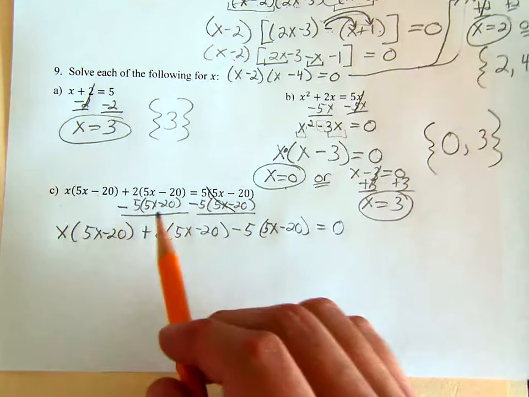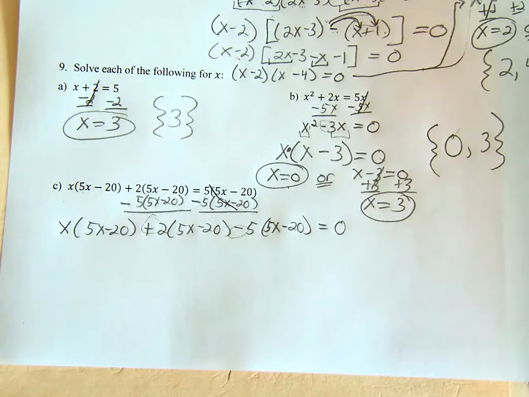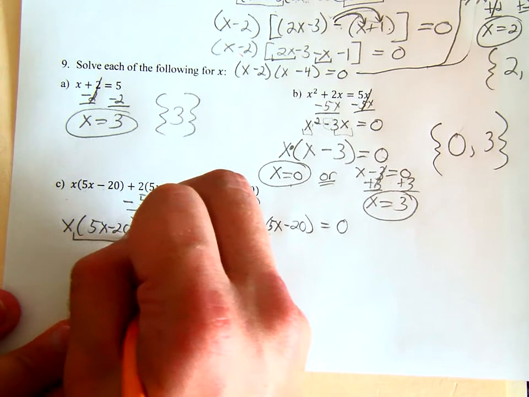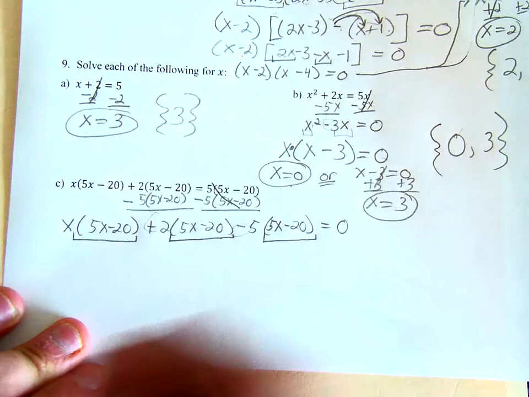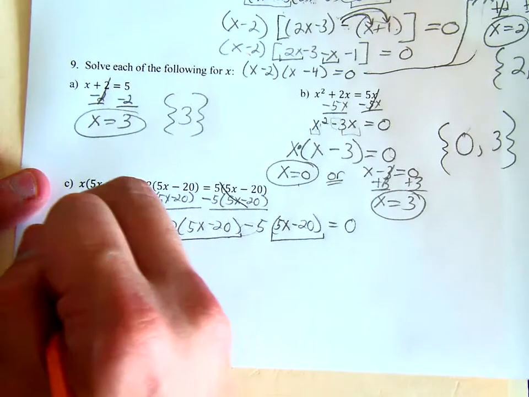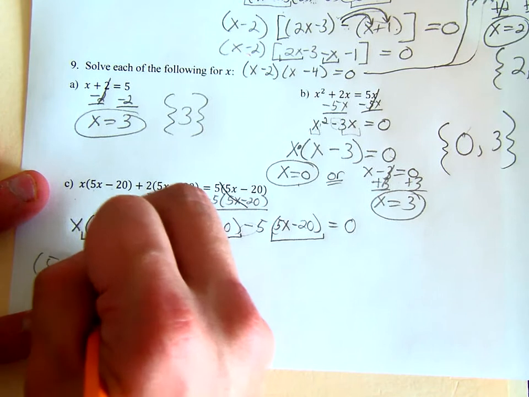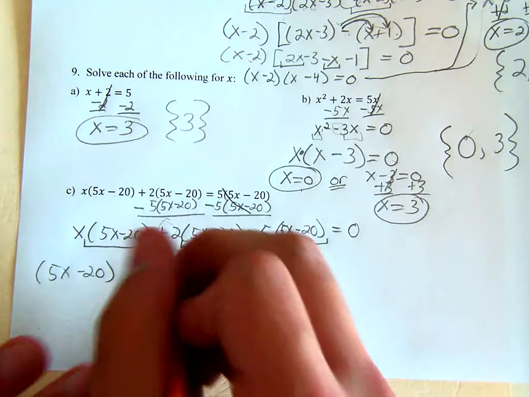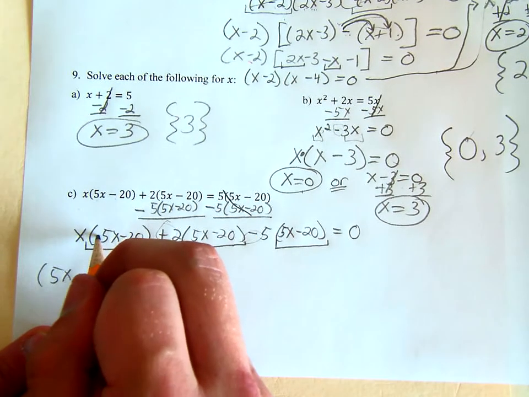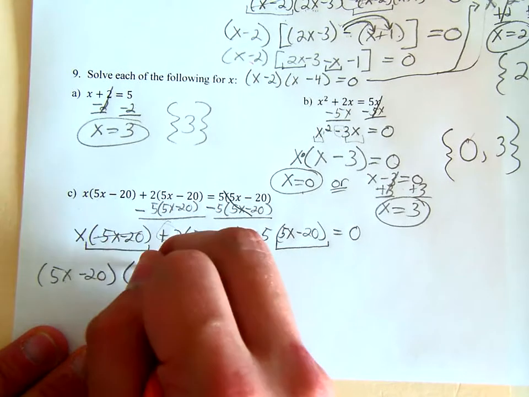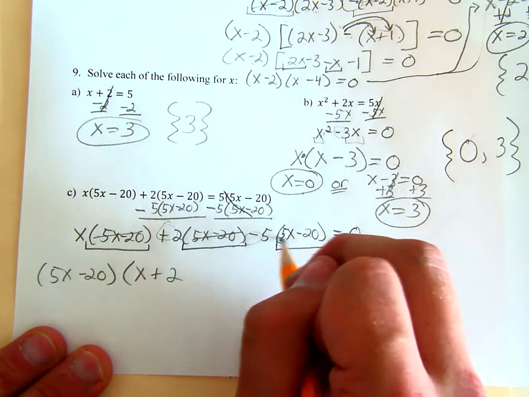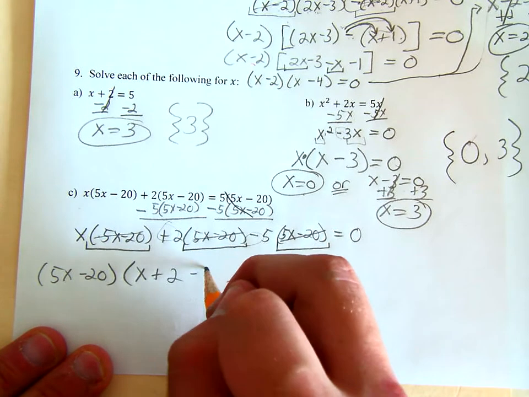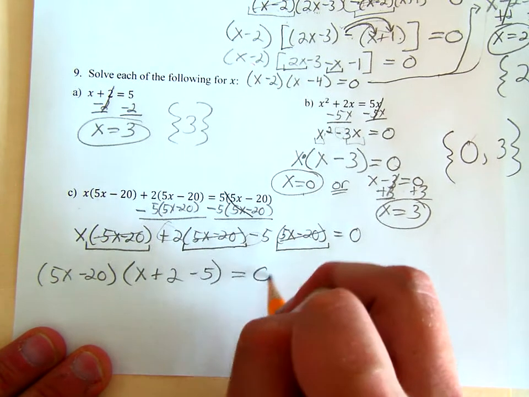So now I have addition and subtraction in the middle of these. So now what I'm going to have to do is factor out what's common. What's common between them all? 5x minus 20. So if I factor out that 5x minus 20, if we're dividing out 5x minus 20, we'll just have x. If we divide out 5x minus 20, we'll just get plus 2. And if we divide out 5x minus 20, we're just going to get a minus 5 is equal to 0.